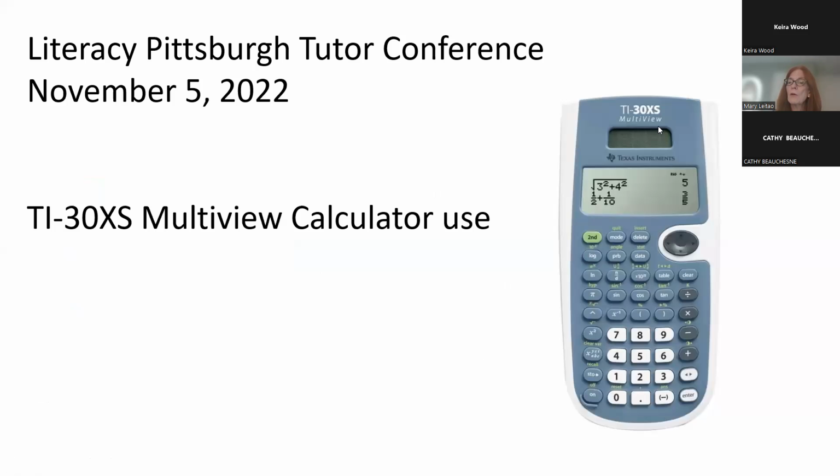Okay, so this is a functional calculator. On the side, under it is just a picture of a calculator. So this is the math session, reviewing some of the functions of the TI-30XS MultiView calculator, which is the only calculator allowed on the GED test. And we are currently in session 2 at Literacy Pittsburgh's Tutor Conference, November 5th, 2022.